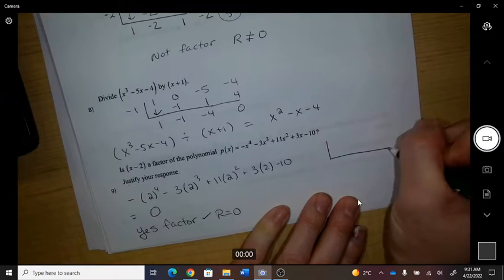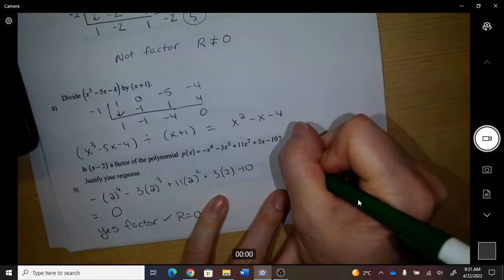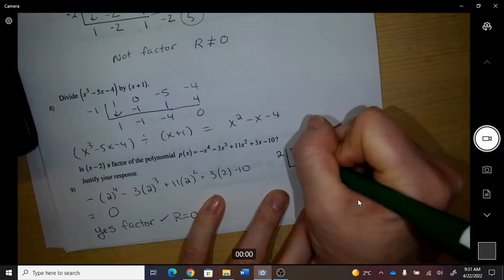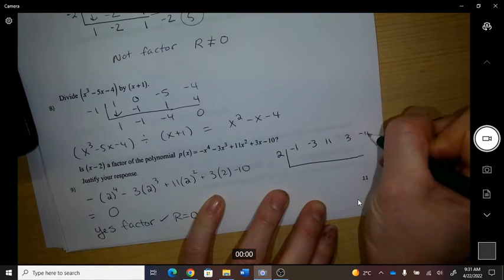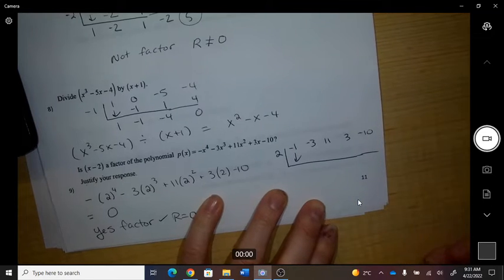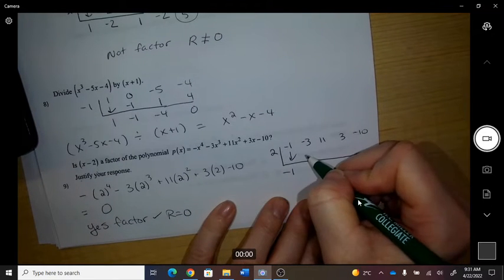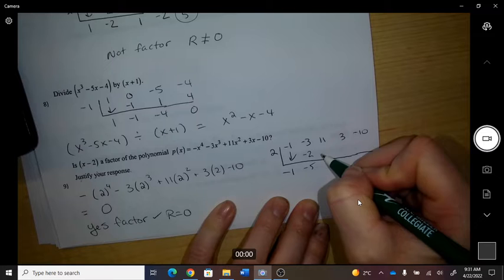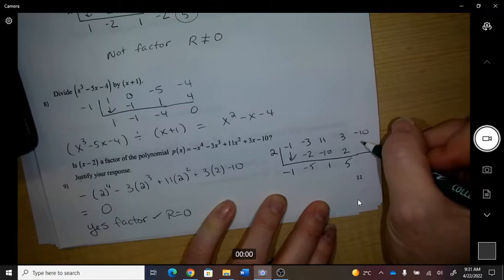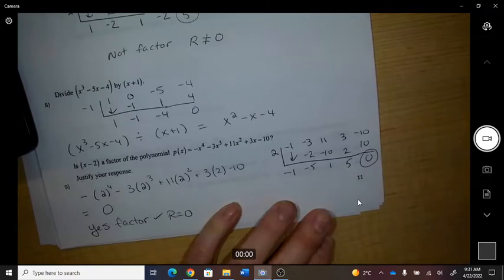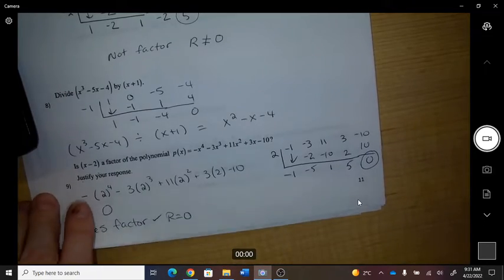You could also do it with synthetic division, so a positive 2 in the front, negative 1, negative 3, 11, 3, and negative 10. Bring this down, multiply, add, multiply, add, multiply, add, multiply, add, and then you can see your remainder is 0.